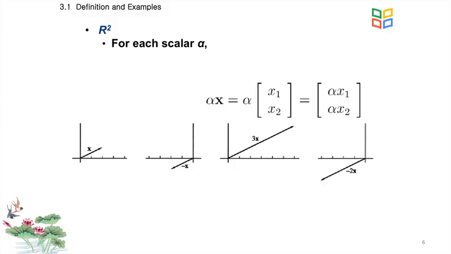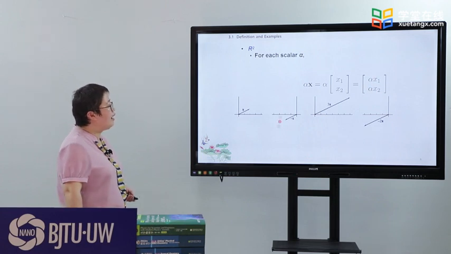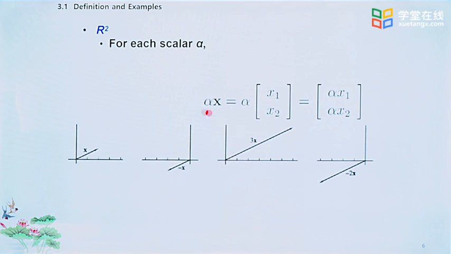And for a 2-dimensional vector, given any scalar alpha, alpha times x equals alpha times this 2-dimensional column vector. So its first component becomes alpha times x1, and its second component is alpha times x2. If you choose alpha, for example, -1, you will get minus x. So the original vector x and the new vector minus x have opposite directions. However, they have the same length.